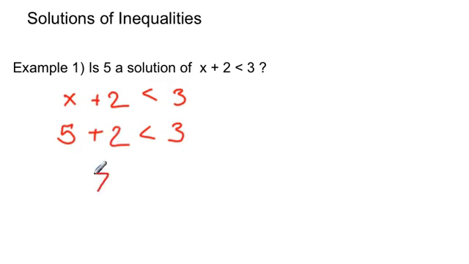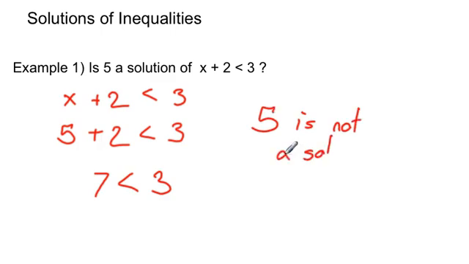So 5 plus 2 is 7, and now my statement reads 7 is less than 3. Well, that's just not true. 7 is bigger than 3. We know this. And so this value makes the statement not true. So we would say 5 is not a solution. Remember, solutions make the statement true. This made the statement untrue, so it's not a solution.